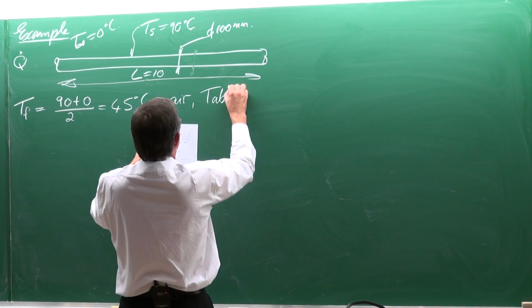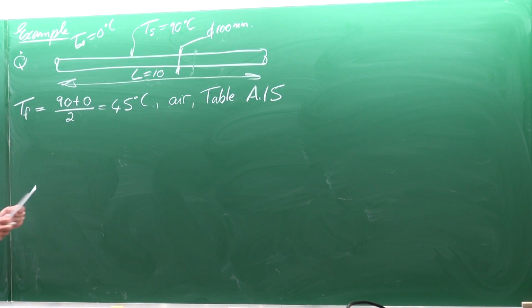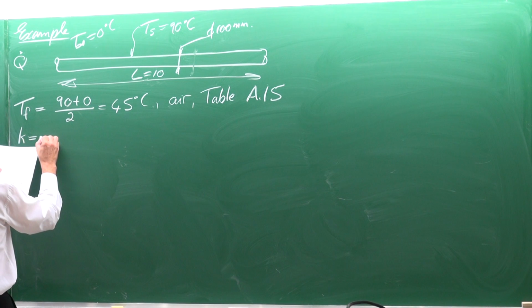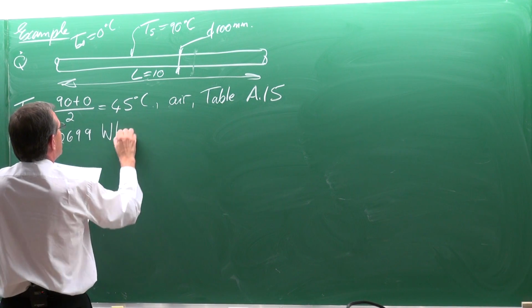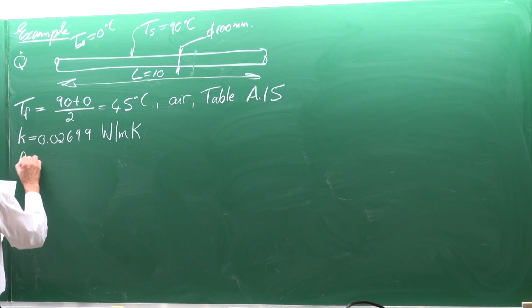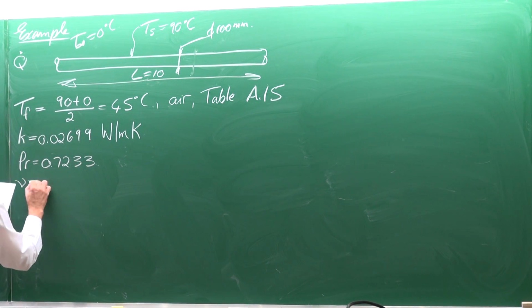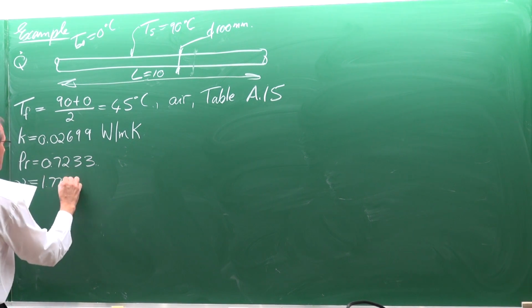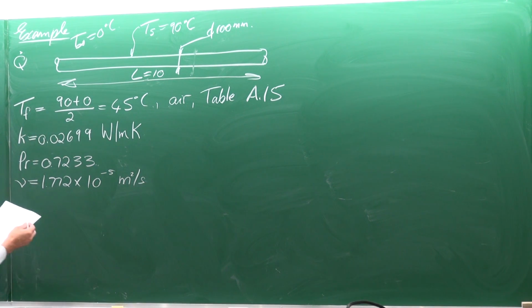So if you go and look in table A15, you can get all the properties there for air. And the properties are, firstly, the thermal conductivity equal to 0.02699 watts per meter Kelvin. The Prandtl number is equal to 0.7233. And the kinematic viscosity is equal to 1.772 multiplied by 10 to the minus 5 square meter per second, and then beta. Beta, you'll see beta is not given for air, okay?